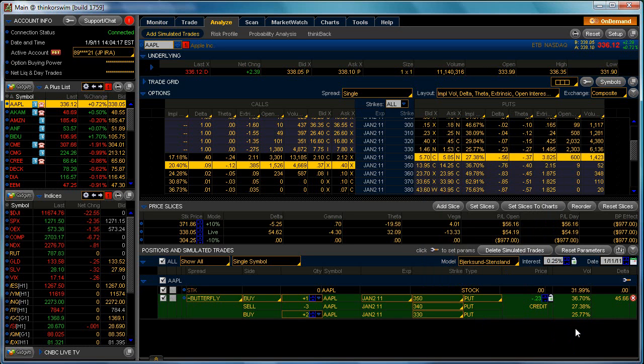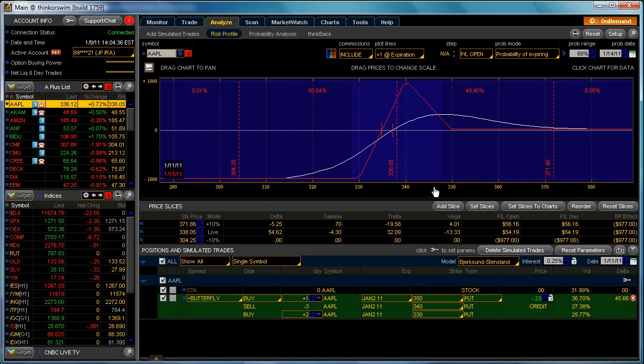So let's do the unbalanced butterfly, and the first thing that we see here, whoa, actually this particular one is giving me a credit. Even though I'm buying it, because it's green, it actually has a minus 0.23, or I'm going to collect $23 on this trade. Right off the bat, that's not too bad.